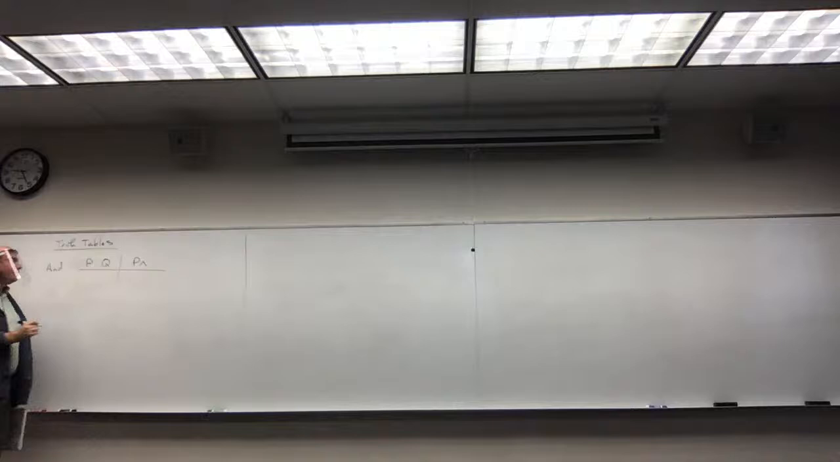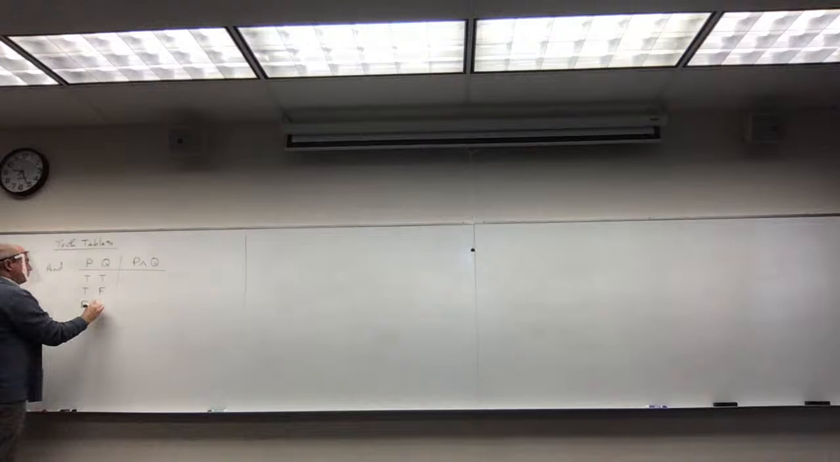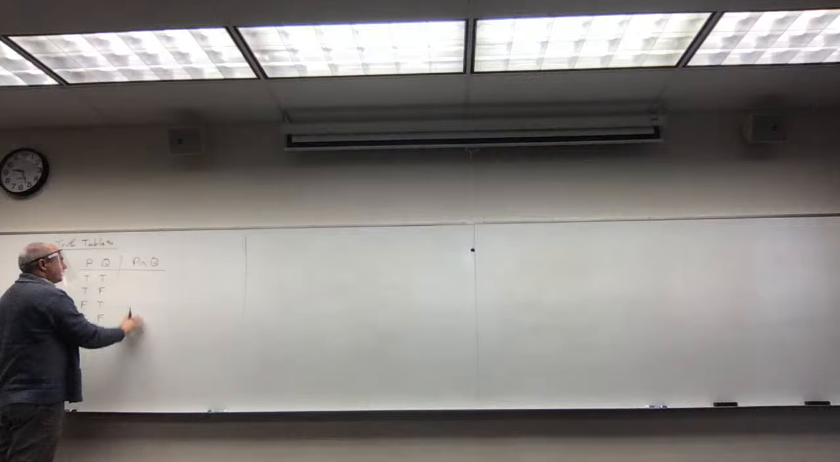And then what I want to do over here is just fill in all of the possible truth values for P and Q. So P and Q could both be true. P could be true and Q could be false. P could be false and Q could be true. And then they could both be false. Okay? And then we want to fill in, if this is the case, then what's going on over here?